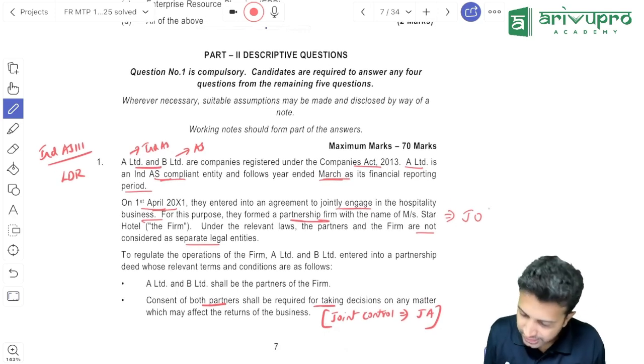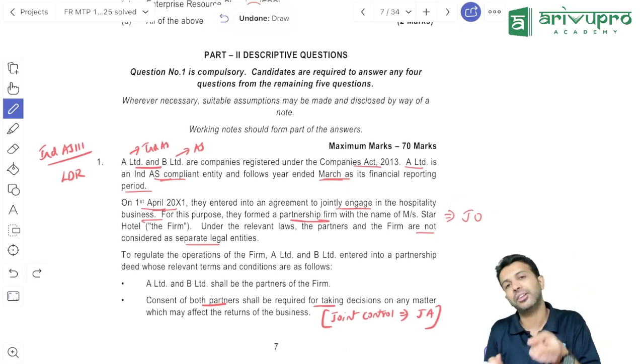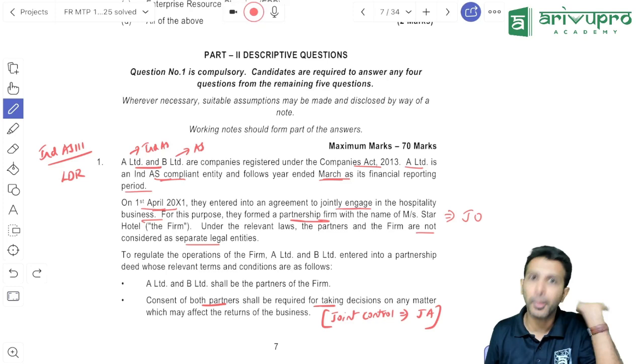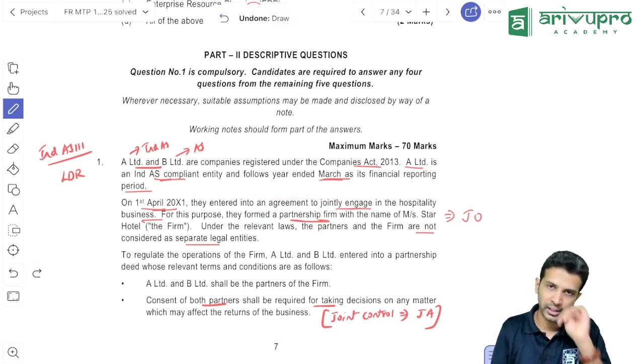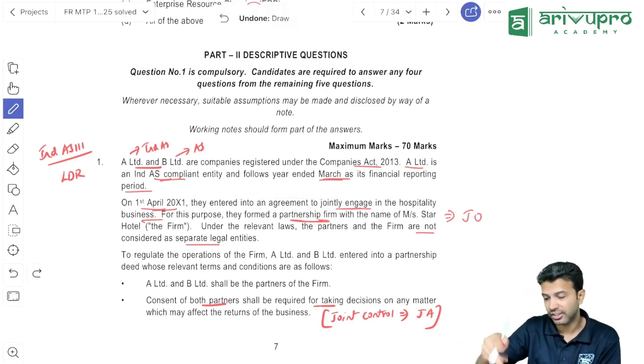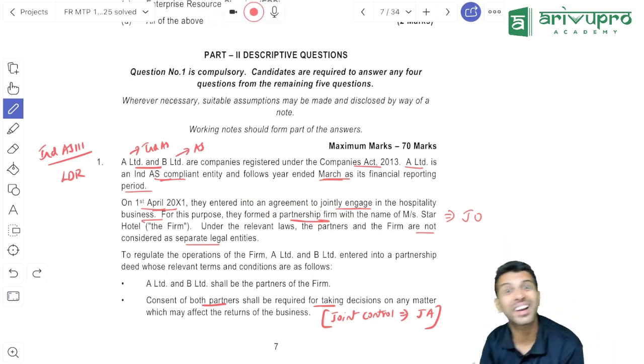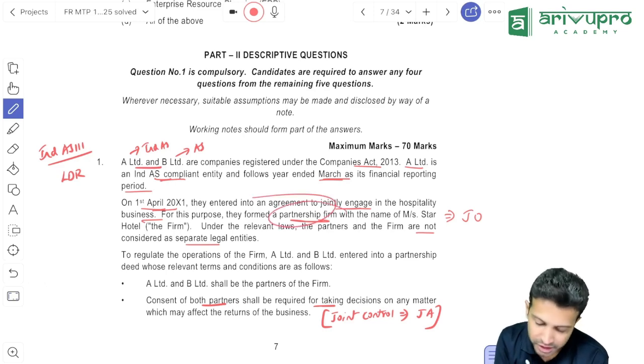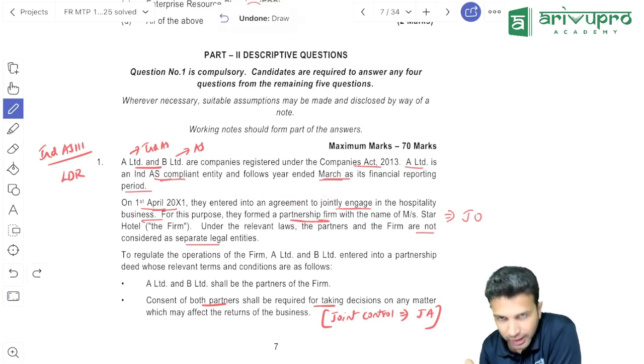So reading the first line, it looks like this joint arrangement is in the feature of a JO, joint operation, because they did not open a company. If it was an LLP or a company, it was fine. Since the same question was there, one question like this we have done in our Ind AS 111 also, if you remember. Since it's a partnership firm, it looks like a JV kind of arrangement.